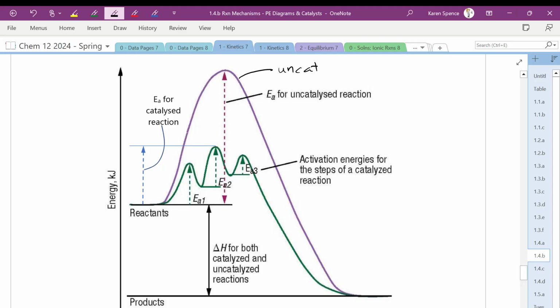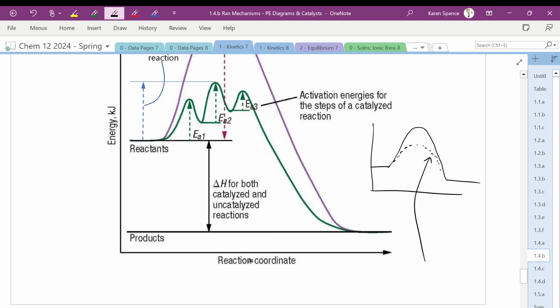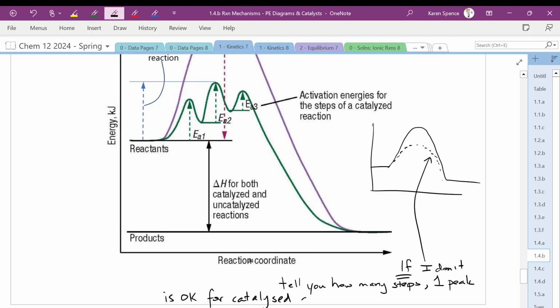Now, what if I tell you a reaction is catalyzed, but I don't tell you how many steps it has? Then you can just be like, okay, well, since you didn't tell me, fine, I'll just make it lower, but I don't know what the steps are. So if I don't tell you how many steps, just make one. One peak is okay for the catalyzed curve.